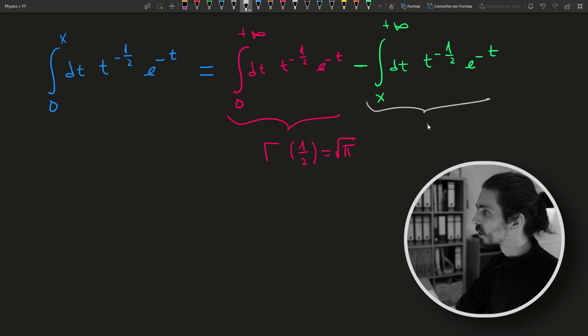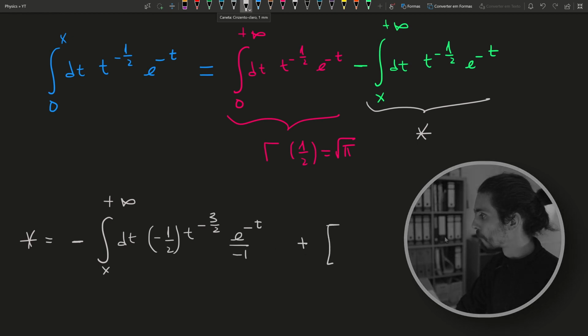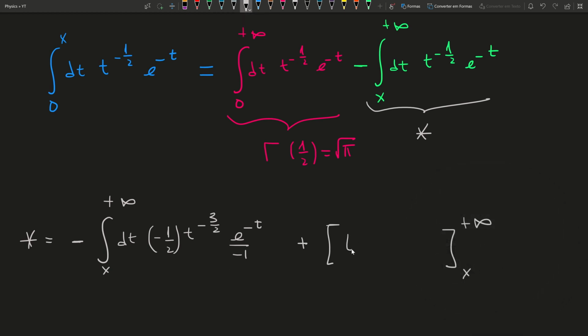Using integration by parts on this thing, we get minus integral from x to plus infinity, and then we move the derivative onto these square roots, and that gives us minus 1/2 t^(-3/2) exponential minus t divided by minus 1, plus some boundary term from x to plus infinity of t^(-1/2) exponential minus t divided by minus 1.